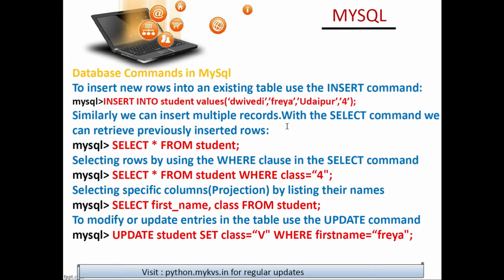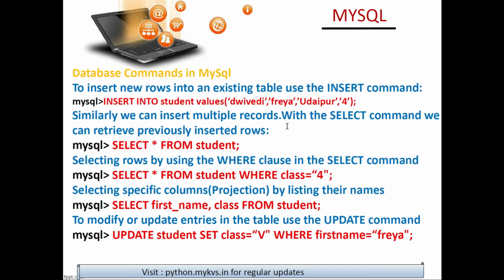Okay, selecting rows by using the where clause in the select command, that is on the basis of a criteria. Suppose you want to see the records of those who are studying in class 4 or standard 4. All right, so what will you do? Select star from student where class equals 4. So in that case, what will happen? Those who are studying in class standard 4, their records only will be displayed.